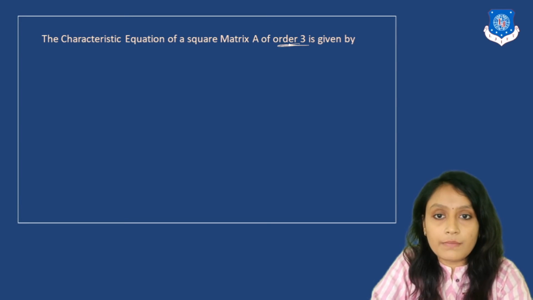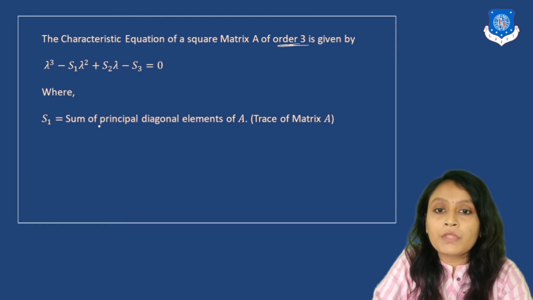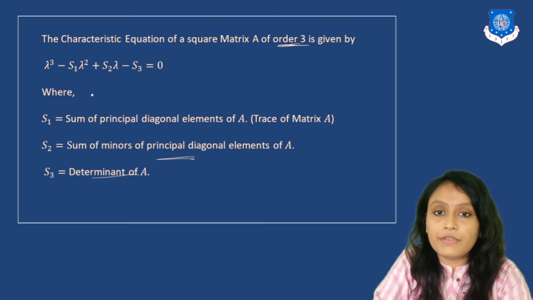Now next, the characteristic equation of a square matrix A of order 3. So we have a 3 cross 3 matrix. The equation is lambda cube minus s1 lambda square plus s2 lambda minus s3 is equal to 0, where s1 is equal to the sum of principal diagonal elements of A. S2 is the sum of minors of principal diagonal elements of A. This we will study in the example. And S3 is the determinant of A. So we have to find S1, S2 and S3, substitute in this equation and solve it. You will get the value of lambda, and the value of lambda will be your eigenvalues.